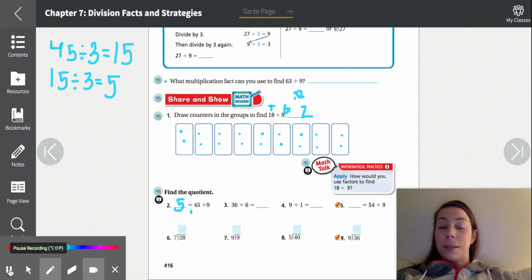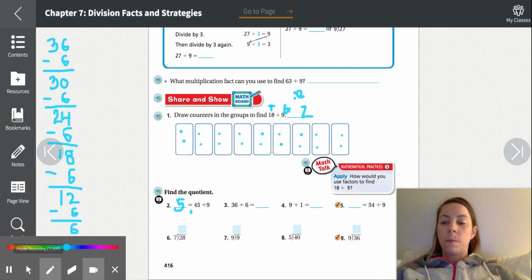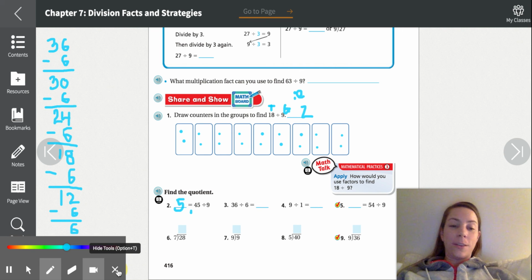I'm going to pause until they're not so noisy up there. Okay, so I'm back. Hopefully it'll be a little quieter up there.